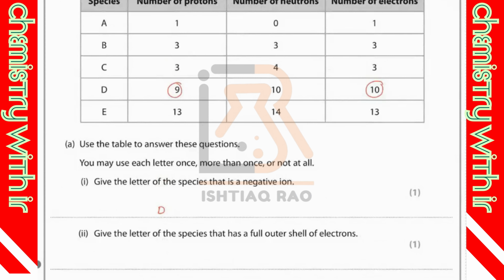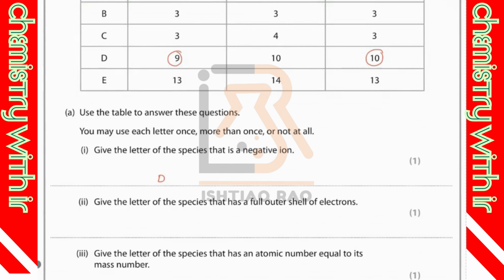Give the letter of the species that has a full outer shell of electrons. Full means it's going to be D as well. 2 and then 8. Yeah, 2,8. So it's D again.